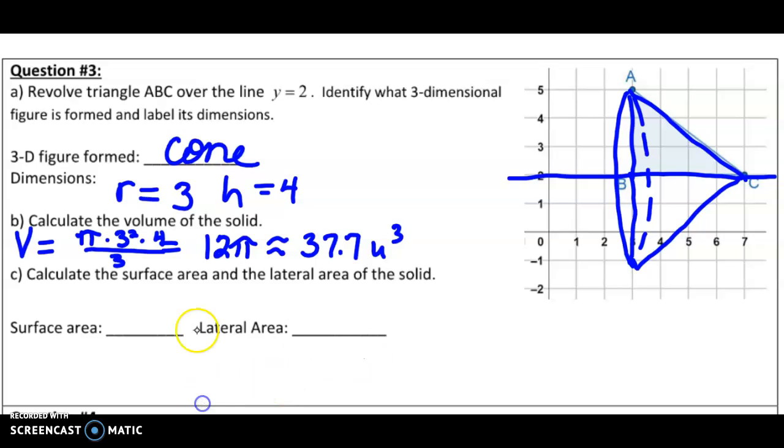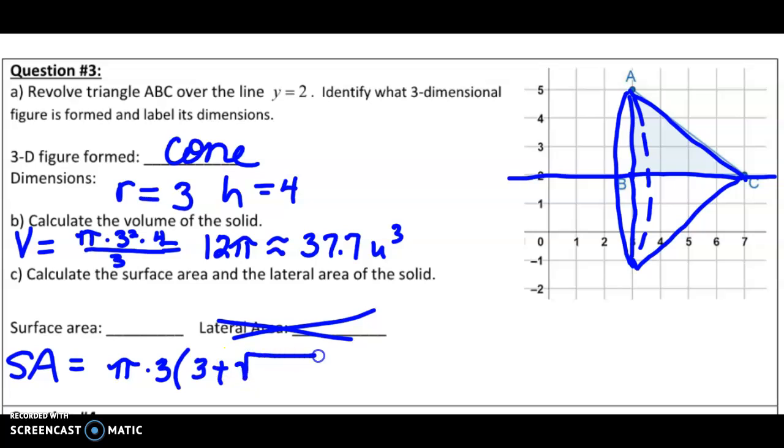Now we're asked to find, and again, we're going to skip lateral areas for this unit. We don't have time. The surface area is that triangular-ish portion and the base. So to find the surface area of this cone, we use the formula: pi times r, which is 3, times the quantity 3 plus the square root of h squared plus r squared. Whoops, I screwed it up, sorry.